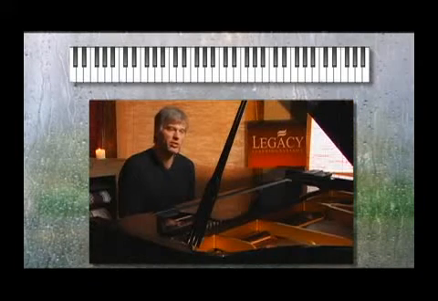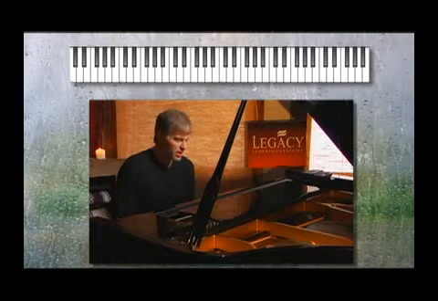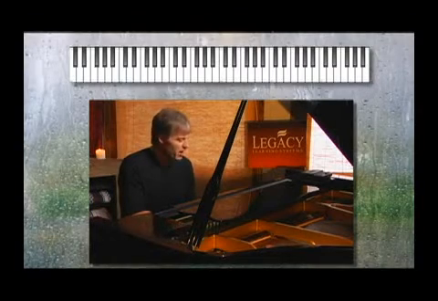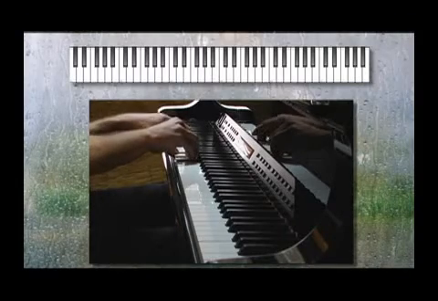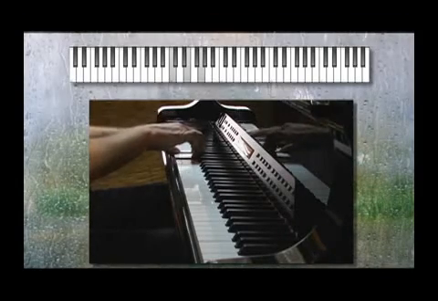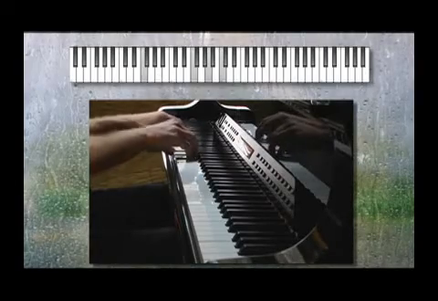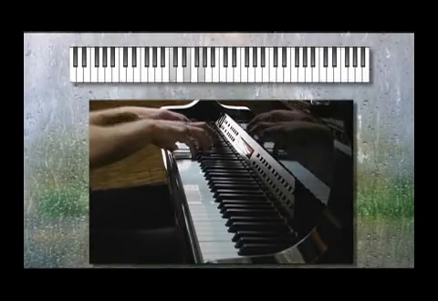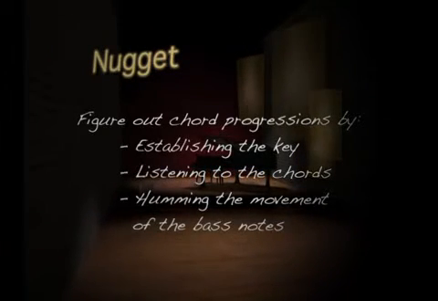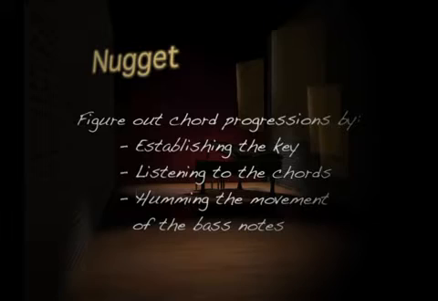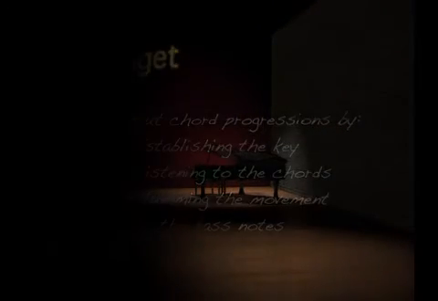Eventually, we'll begin to associate the sound of the bass note moving in certain ways with certain progressions, like this 1, 6 minor, 4, 5 movement on Heart and Soul. And again, I'm humming along with the bass notes. Da, and this brings us to today's nugget. You can figure out chord progressions by establishing the key and listening for and humming the movement of the bass.